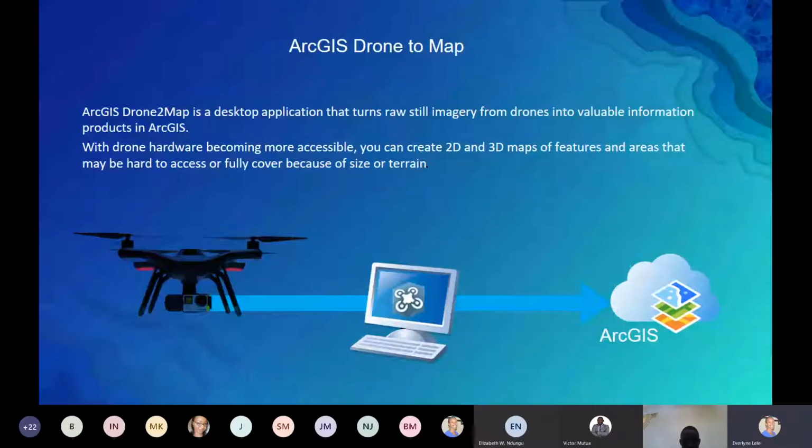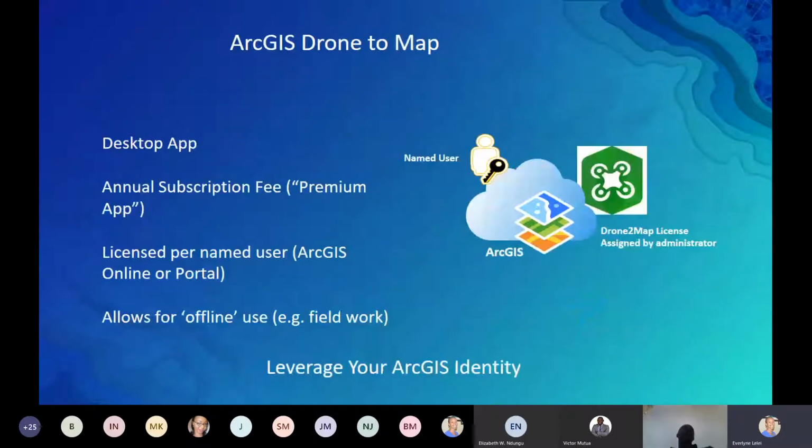With ArcGIS Drone2Map, the idea is that you have already captured the images that you needed in the field using your drone, and you now want to process them so that you can get information that you can use for analysis and so on. With the Drone2Map application, you're able to process both 2-dimensional and 3-dimensional products. And then just a bit of how this is done, the licensing.